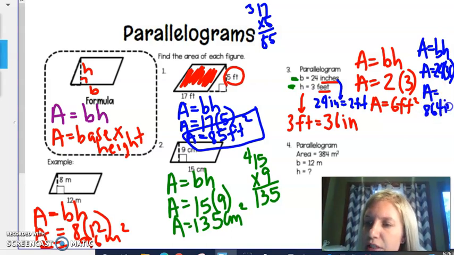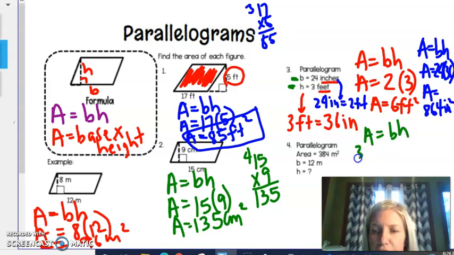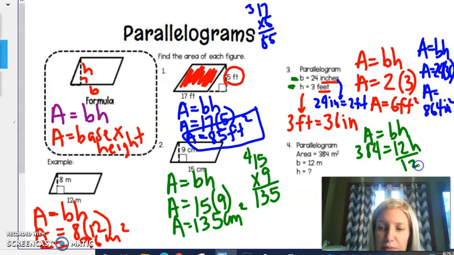864 inches squared. Okay, this last one, number 4, I'm giving you the area, I'm giving you the base, and you have to find the height. So this should be similar to what we have done with the rectangles. Here you're going to write area equals base times height. You're going to plug in the area of 384, plug in your base of 12, and put an h for height because we don't know. Now you're going to solve that equation. Divide both sides by 12.